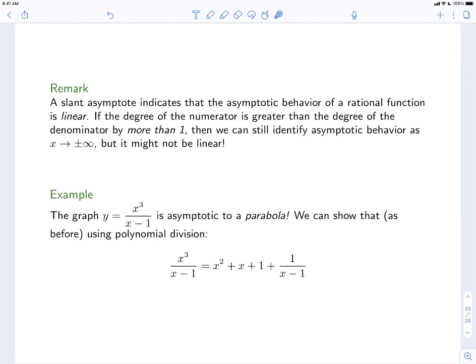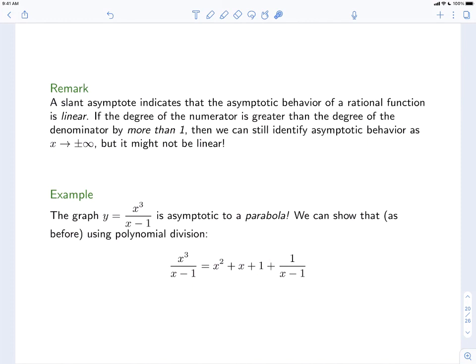If the degree of the numerator is greater than the degree of the denominator by more than 1, then we can still identify asymptotic behavior as x goes to plus infinity or minus infinity, but it might not be linear anymore. For example, look at the graph of y equals x cubed over x minus 1. This is the same as our previous example, but we've increased the exponent from 2 to 3. In this case, it's asymptotic not to a line, but to a parabola. We can show, using polynomial division, that x cubed over x minus 1 is equal to x squared plus x plus 1 plus 1 over x minus 1.